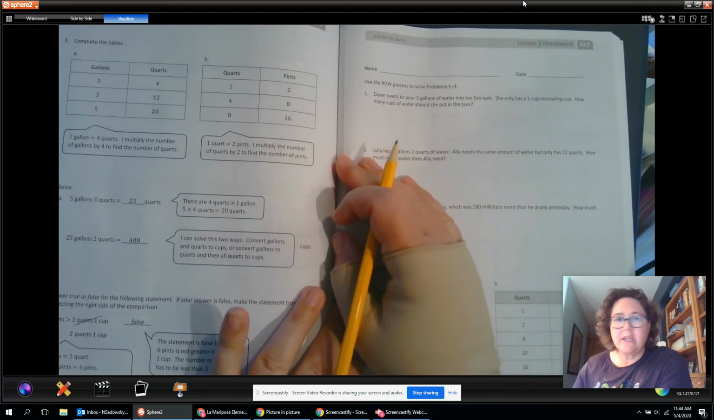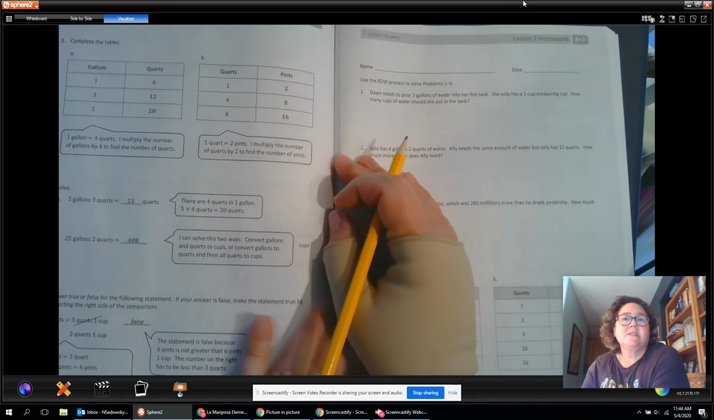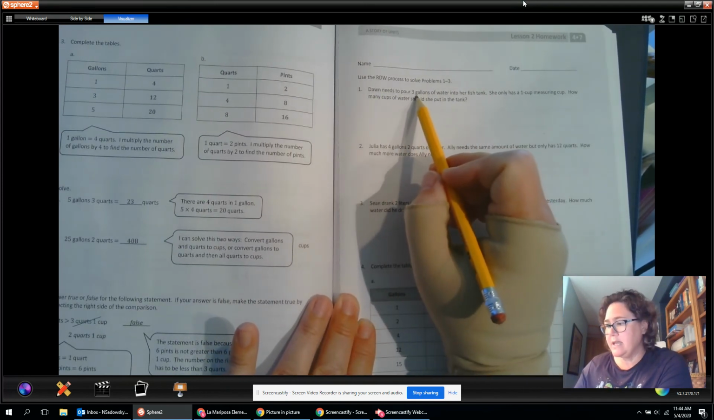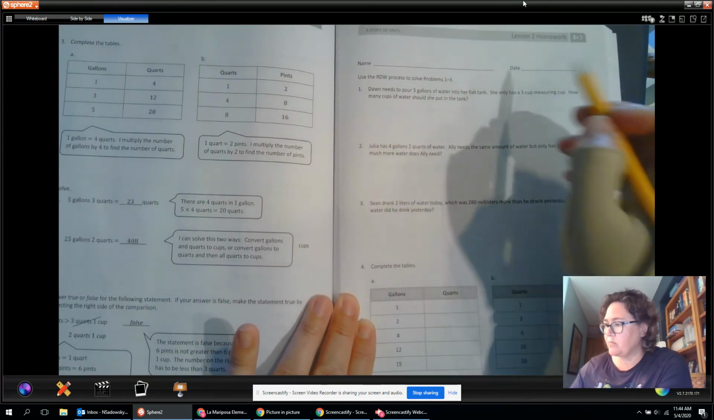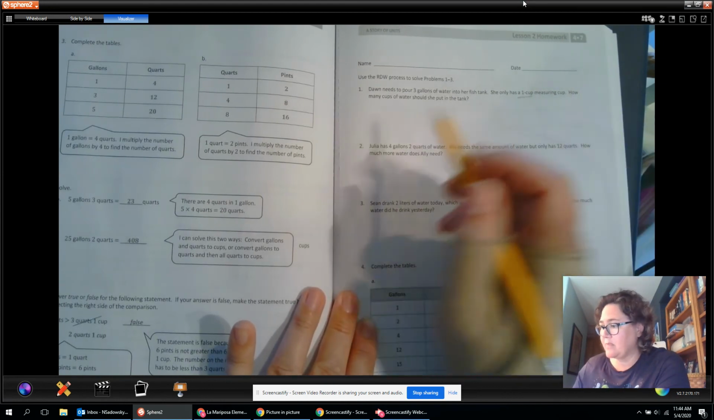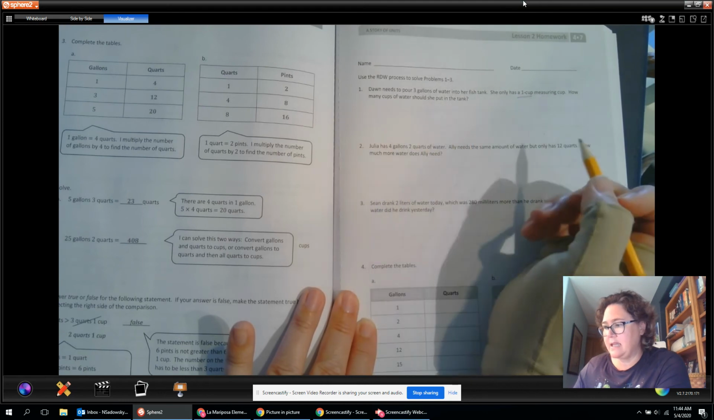And today we're working with capacity. So it's how much liquid we can fill in a certain amount of space. Dawn needs to pour 3 gallons of water into her fish tank, but she only has a 1-cup measuring cup. It's going to take her a while. How many cups of water should she put in the tank?